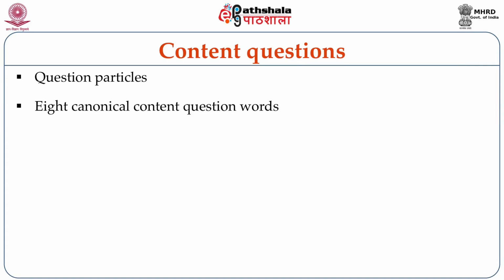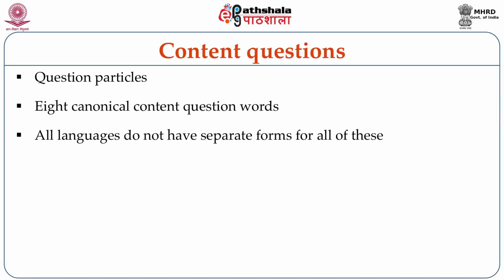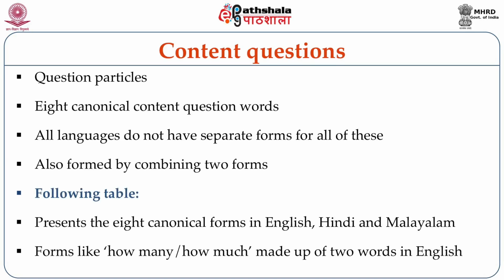There are generally 8 canonical content question words that are reported. All languages do not have separate forms for all of these. In some languages, they may be formed by combining 2 forms. Look at the table that appears now on your screen, which lists to you content question words from 3 languages: English, an Indo-Aryan language Hindi, and a Dravidian language Malayalam.